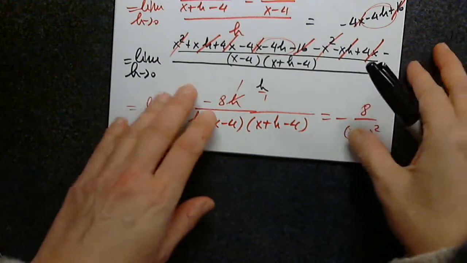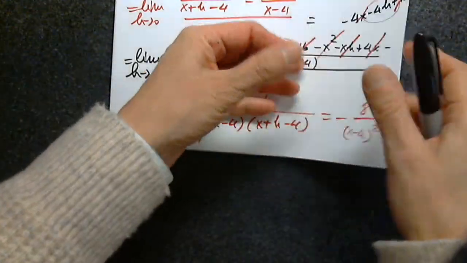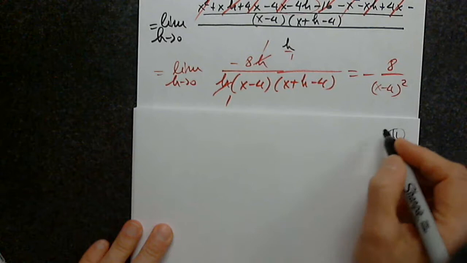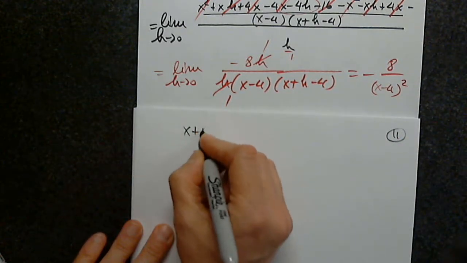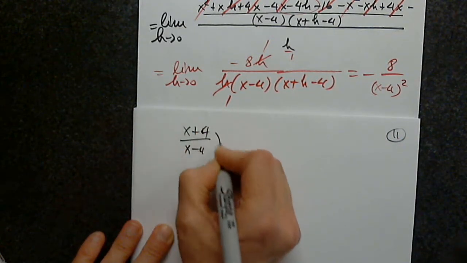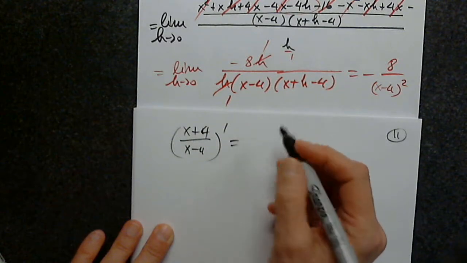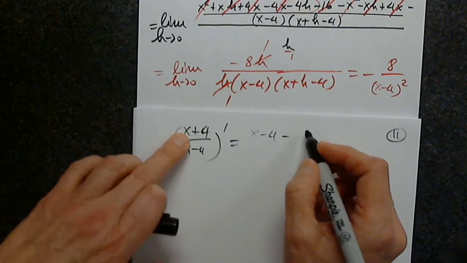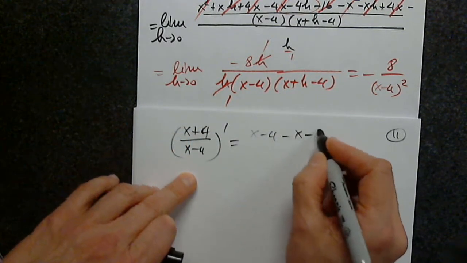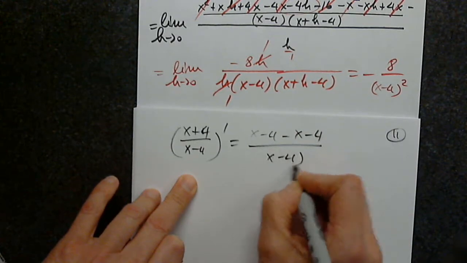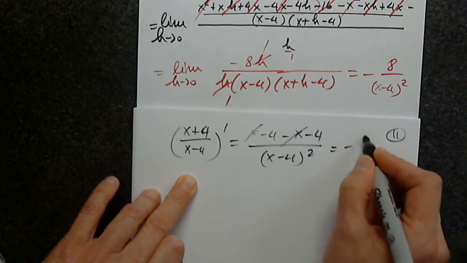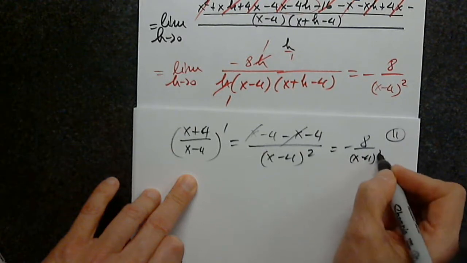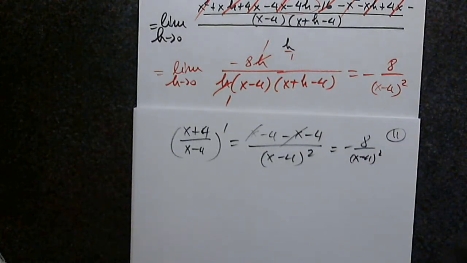So now on the side, scratch paper or not, it doesn't bother me. Just to make sure that I didn't make an error, I will differentiate. And I get the top prime times x minus 4, minus the top times the denominator prime, divided by x minus 4 squared: negative 8 over x minus 4 squared, as expected.